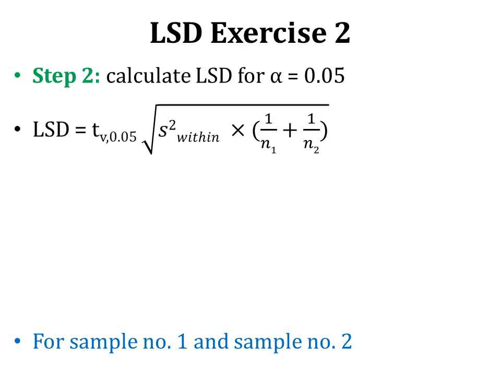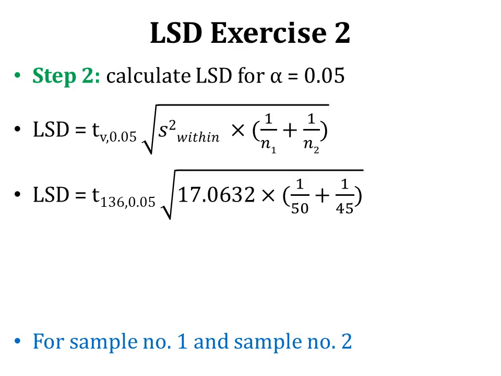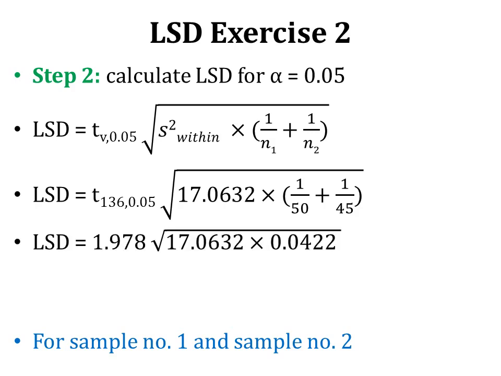So here is the formula for LSD. We have the t value, which is taken at degrees of freedom within, which is 136, and the significance level of 0.05 from the two-tailed distribution, and we have taken the variance from within. Because we are comparing sample number 1 and 2, we are putting in the number of observations of sample 1 and 2, which is 50 observations in the first sample and 45 observations in the second sample.